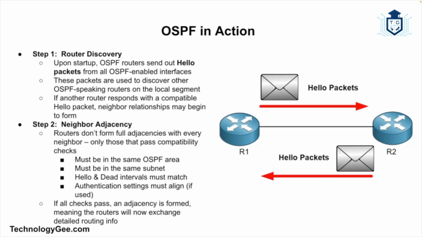And then step 2 is called neighbor adjacency. So not all neighbors become best friends. In OSPF, routers must pass a few compatibility checks first, such as, are they in the same area? Are they on the same subnet? Do they have the same hello dead interval? And they have to ensure that there is no authentication mismatch. And if all goes well, they form an adjacency, which is like a close friendship, where they'll exchange detailed information.